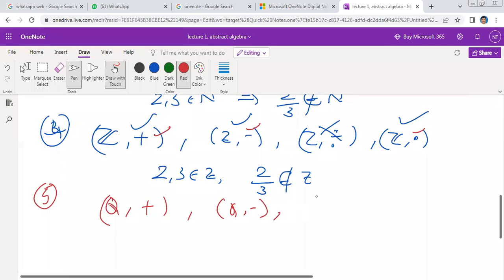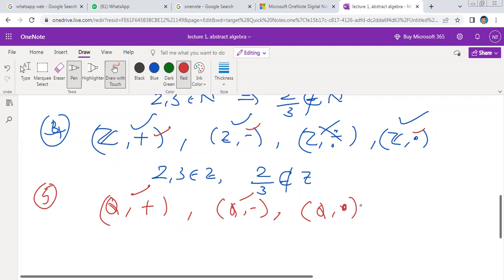Q comma minus, or Q star comma. Is division possible? Q comma plus, yes. Q comma minus, is division possible? Minus, division is possible. Also, but 0 is not possible. Q comma minus is also not possible, but Q comma dot is possible.